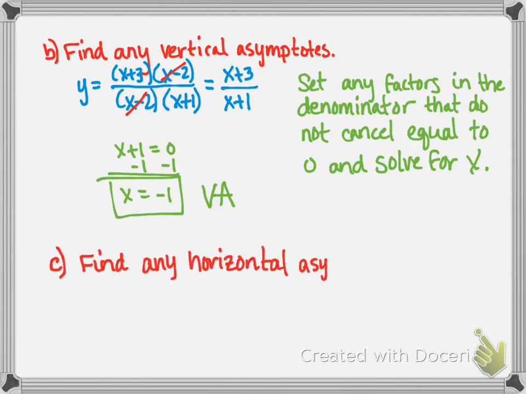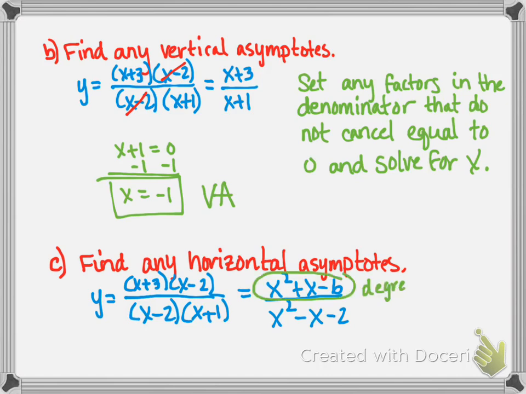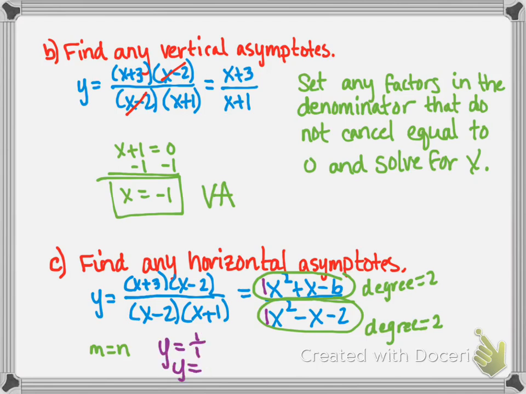Let's find any horizontal asymptotes. So this is our starting function. If we were to FOIL this out, we would have y equals x squared plus x minus 6 over x squared minus x minus 2. The degree of the numerator is 2, and the degree of the denominator is 2. So m equals n. So we need to look at leading coefficients. In the numerator, that's 1. In the denominator, that's 1. So we have a horizontal asymptote at y equals 1 over 1, or y equals 1.